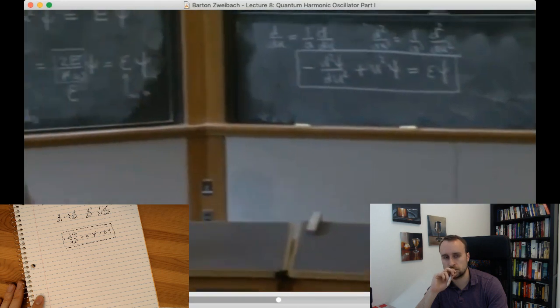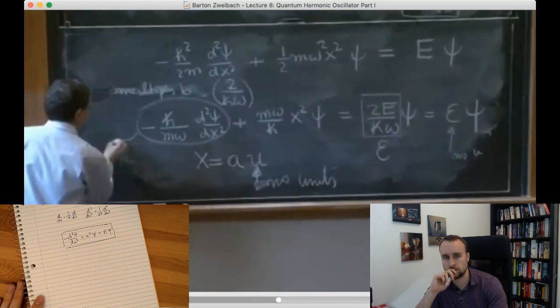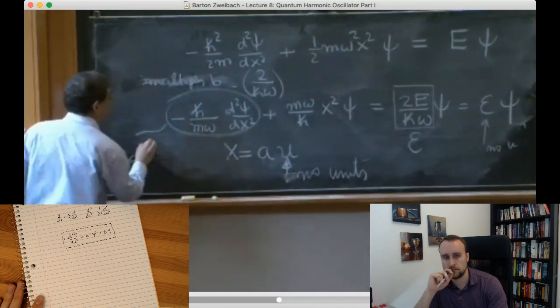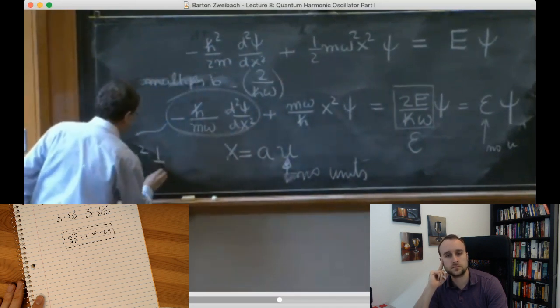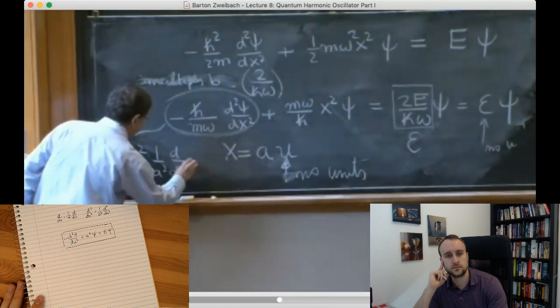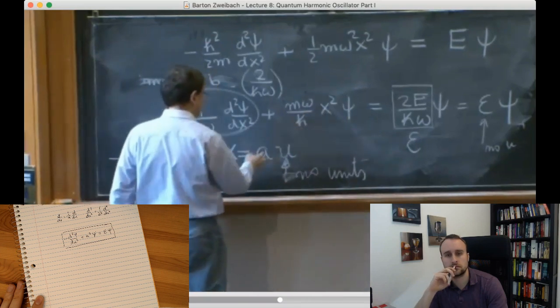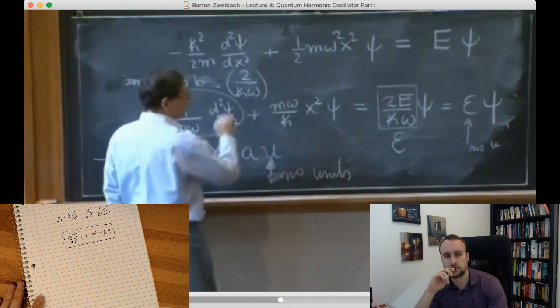Here, for example, let me do this. This term, h bar over m omega, is minus, from that equation, a squared. But dx squared is 1 over a squared d second du squared, so the a squared cancels. And here the x is equal to a times u, so again it cancels.